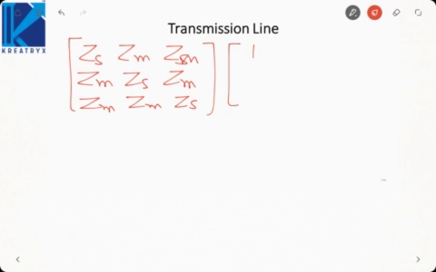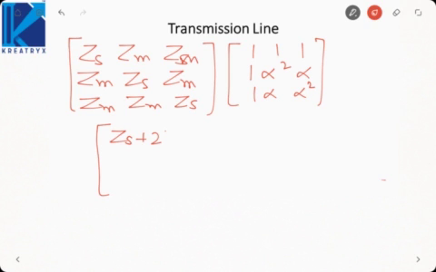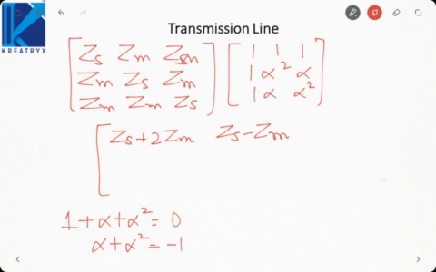If we multiply it by A, which was 1, 1, 1, 1, alpha square, alpha, 1, alpha, alpha square. Now first row into first column will give me Zs plus 2Zm, Zs plus alpha square Zm plus alpha Zm. Now we know 1 plus alpha square is 0, so alpha plus alpha square is minus 1. So the next term would be Zs minus Zm.